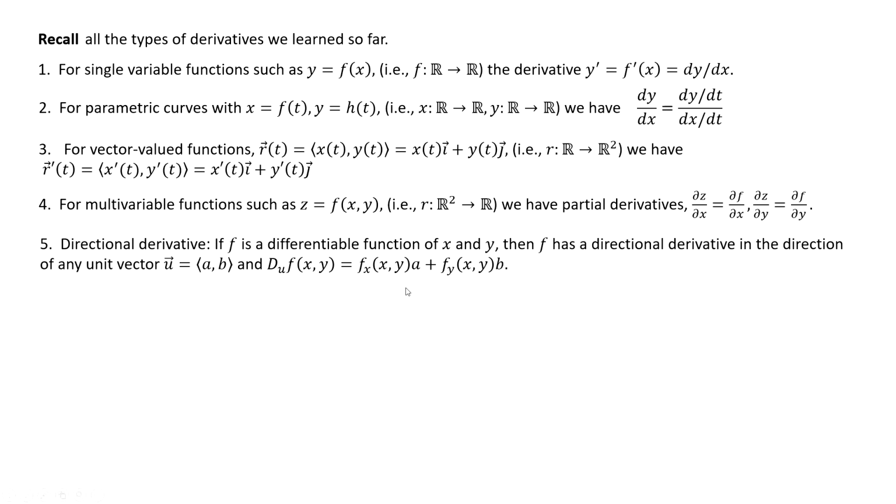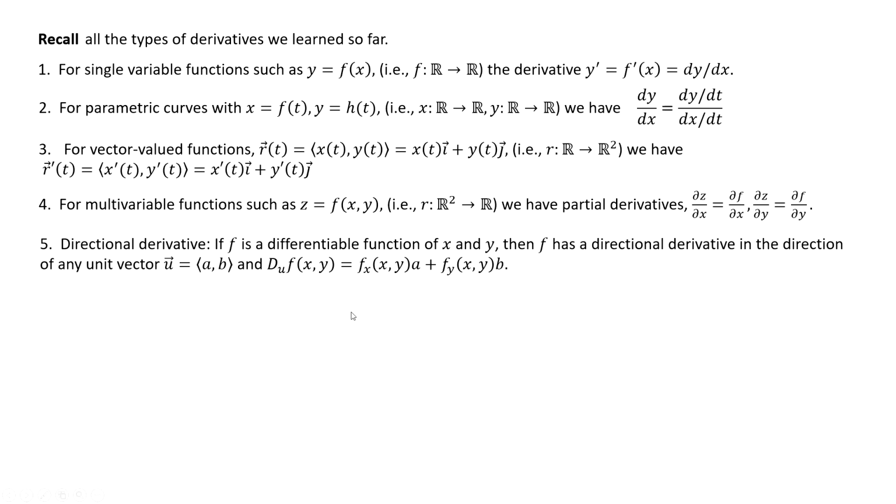And after that, we learned about what are called directional derivatives. If f is a differentiable function of x and y, then f has a directional derivative in the direction of any unit vector u given by (a, b). The x component is a and the y component is b, and it is a unit vector. That means the square root of a squared plus b squared better be equal to 1. In that case, we call the derivative D sub u. It's a directional derivative along u of this function f.